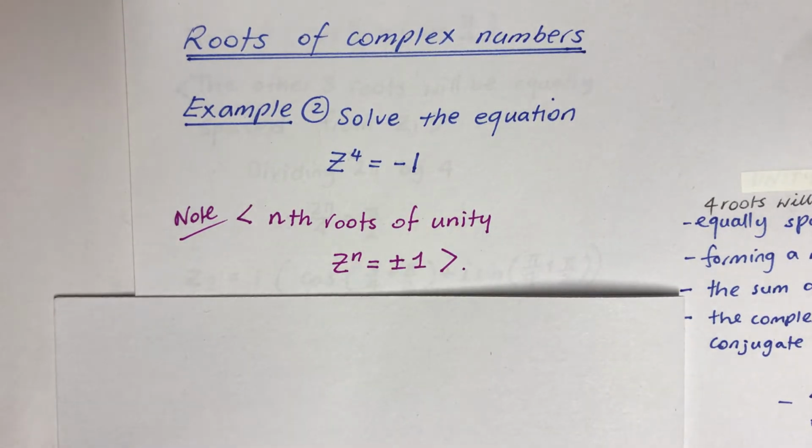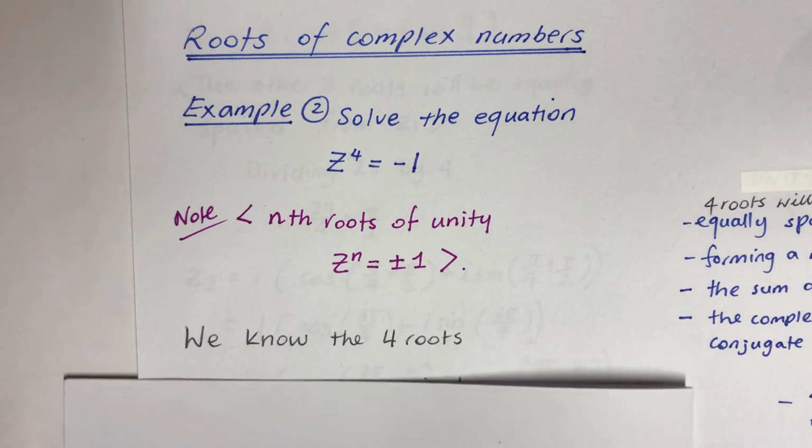Also, what can we tell when it comes to unity? The sum of the roots is 0, and the complex roots will come in conjugate pairs if they're real. Okay, let's have a look.